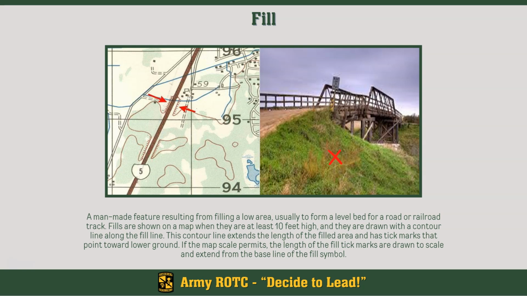So if the map actually shows it, the length of the fill tick marks are drawn to scale and extend from the baseline of the fill symbol. So you've got a fill right here again, you've got I-5. So here's our cut. This was the cut in that road. And then they had to build it up to make it level over here, so they had to take basically all of this dirt, and I'm assuming if they were smart, they just rolled it right down here and used it to build this up, because you can see there's likely a stream or some sort of water feature here where they had to build this bridge over the top. So they had to build this up, this area right here where this X is, that's the fill dirt that creates that fill.